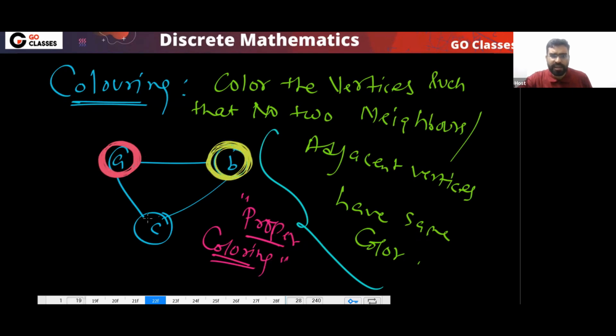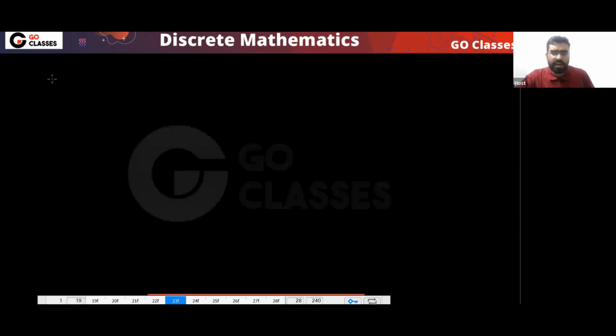Now tell me, can I give this yellow color here? No. Can I use this red color here? No, because they are adjacent. Adjacent vertices should get different colors. So finally, I can give this color. So this is the idea, and the idea is very simple: adjacent vertices should get different colors.